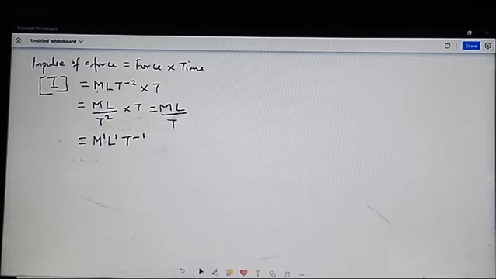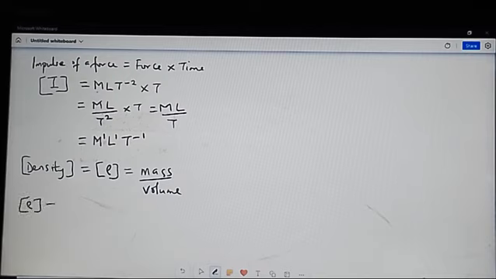So impulse of a force and momentum have the same dimension. Let's look at density, another physical quantity, which has the symbol rho. Density is mass over volume. The dimension for mass is M, that of volume is L cubed. So we can express the dimension of density in this form, or we say that the dimension is M raised to power 1, L raised to power minus 3.